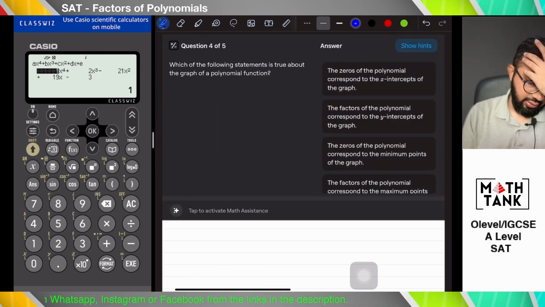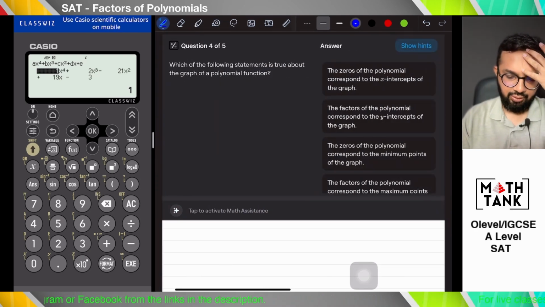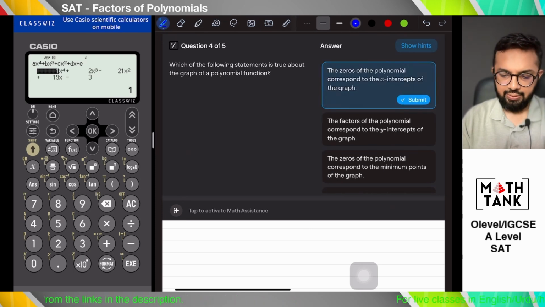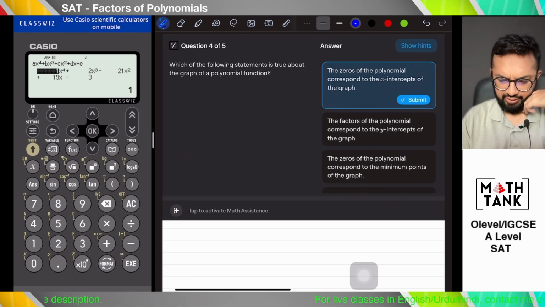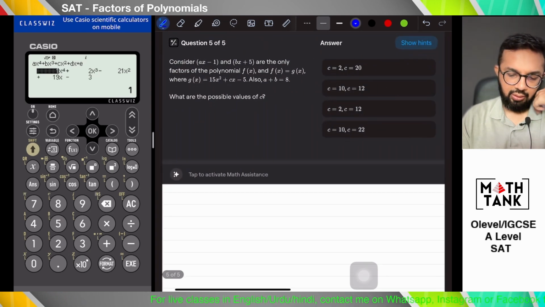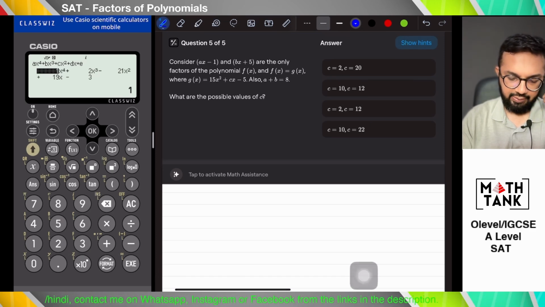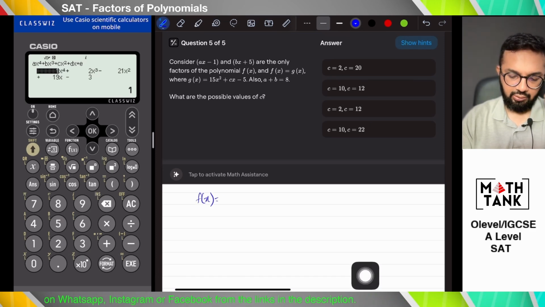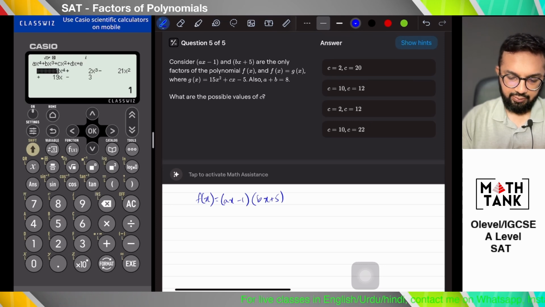Which of the following statements is true about the graph of a polynomial function? Correspond to the x-intercept of the graph? Yes, that sounds correct. Okay, consider that ax minus 1 and bx plus c are the only factors of the polynomial f of x, and f of x equals g of x.